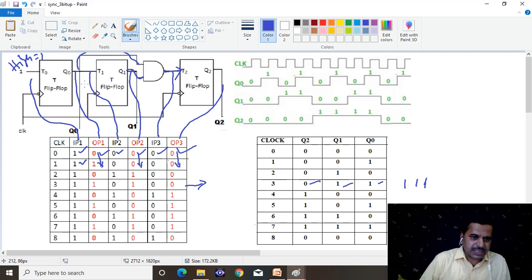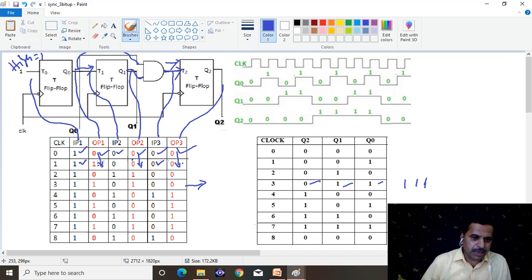After the end of the first clock cycle, the output of the first flip-flop is going to be the input to the second, and the AND of the outputs of the first and second is going to be the input of the third. The outputs of the first and second are 1 and 0. So it becomes a 0 here, and the input to the third is also 0 here.